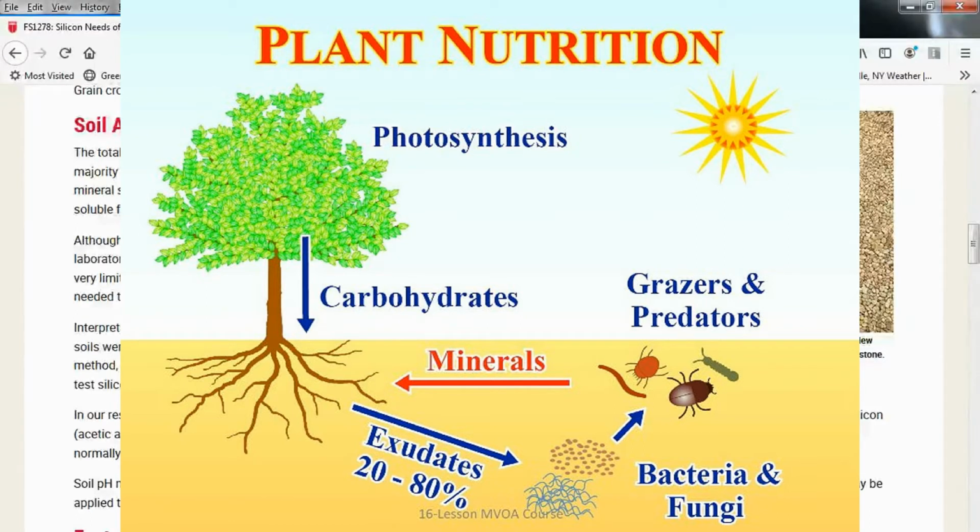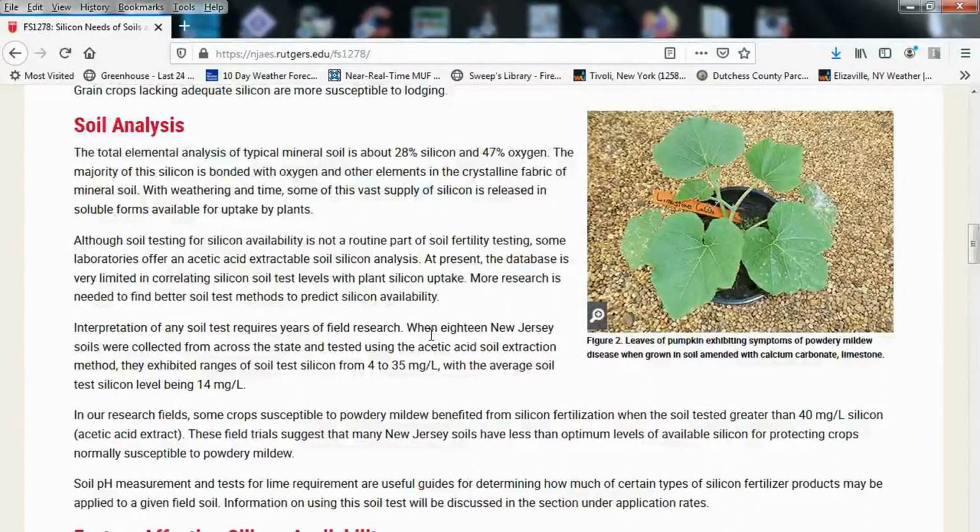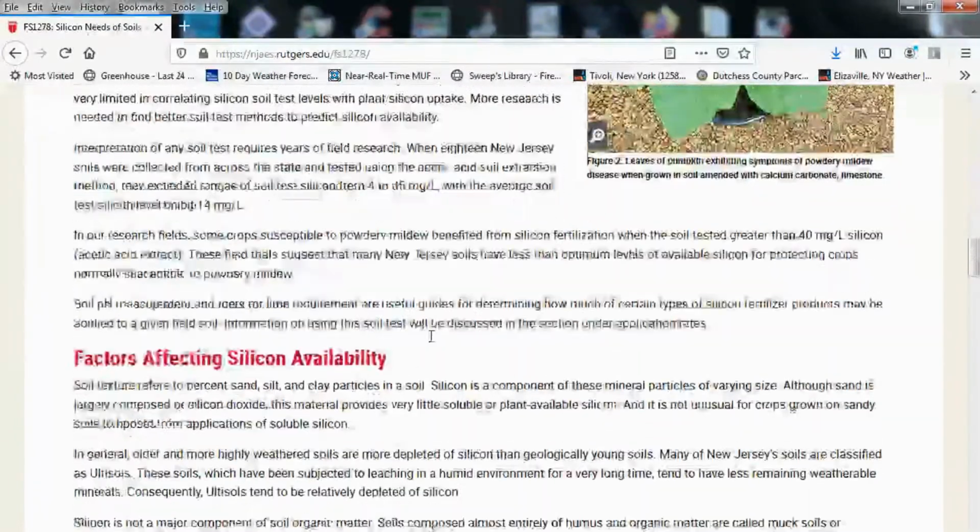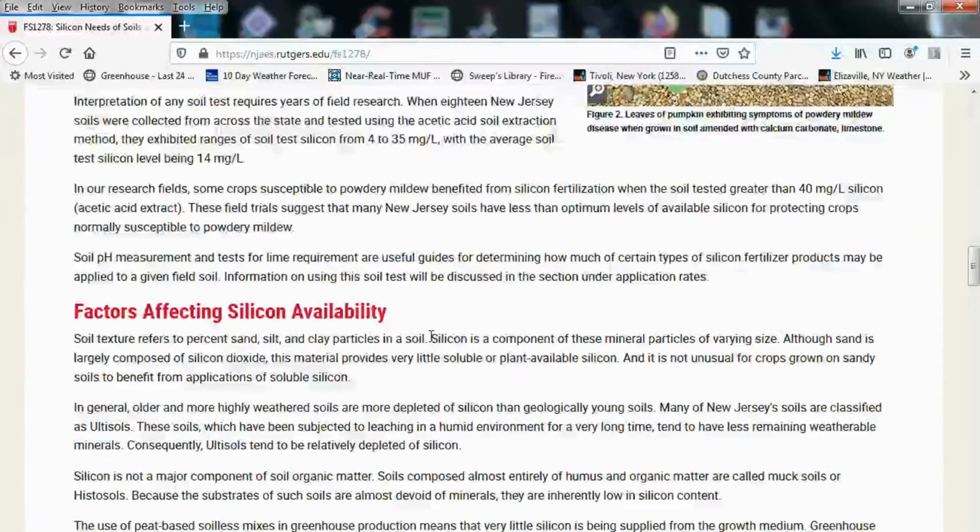Although soil testing for silicon availability is not a routine part of soil fertility testing, some laboratories offer an acetic acid extractable soil silicon analysis. At present, the database is very limited in correlating silicon soil levels with plant silicon uptake. More researchers are needed to find better soil test methods to predict silicon availability. Interpretation of any soil test requires years of field research.